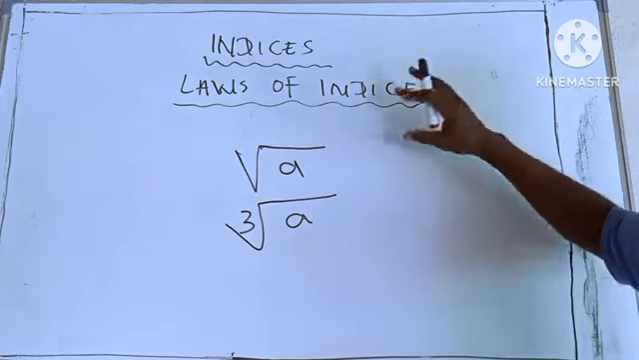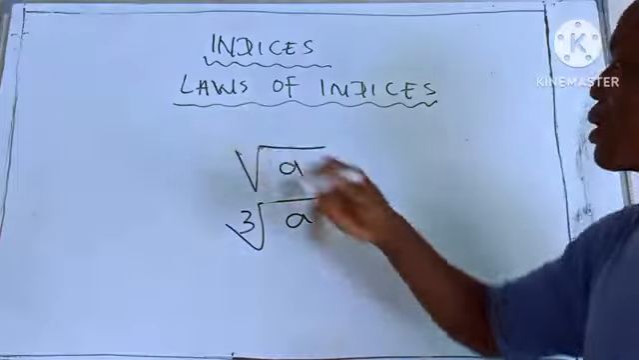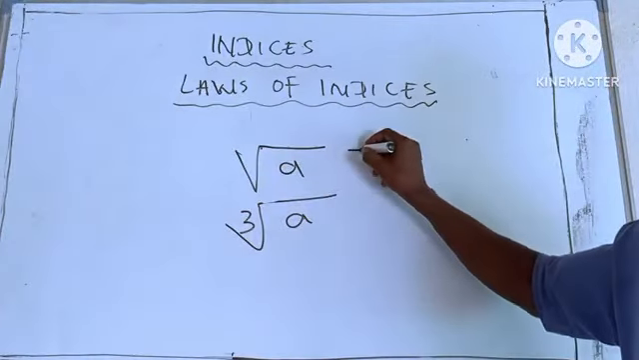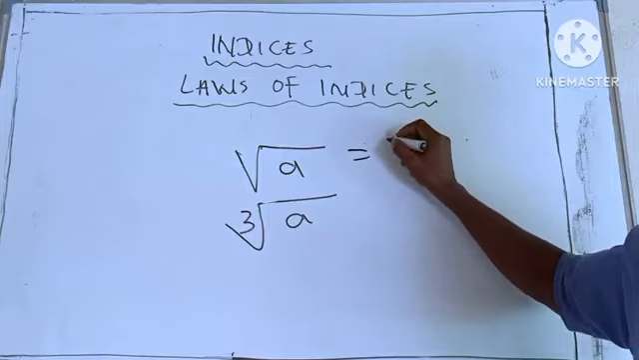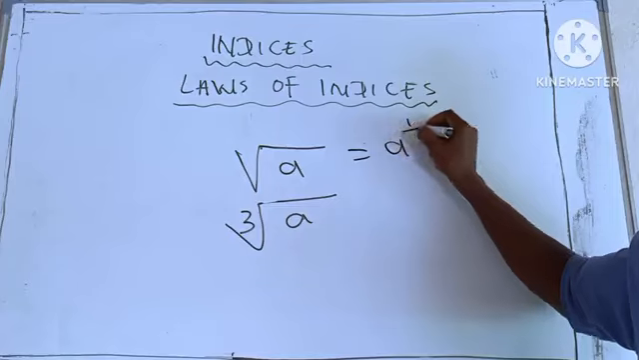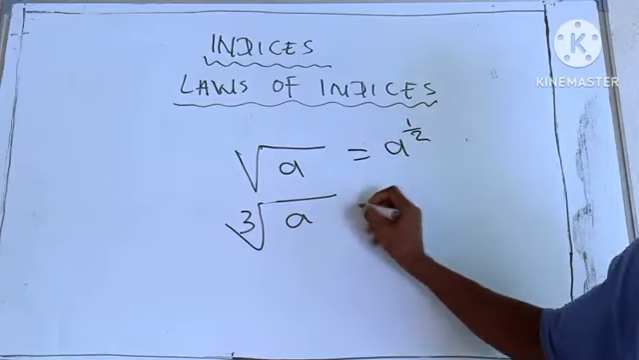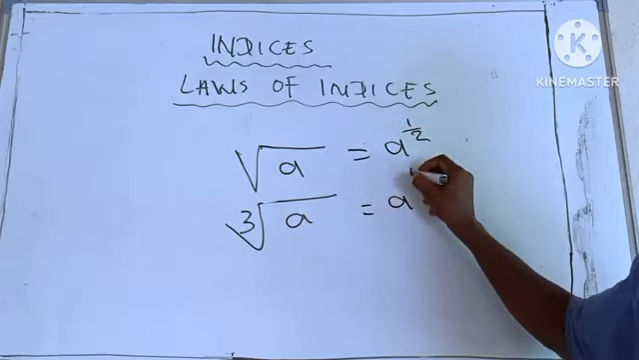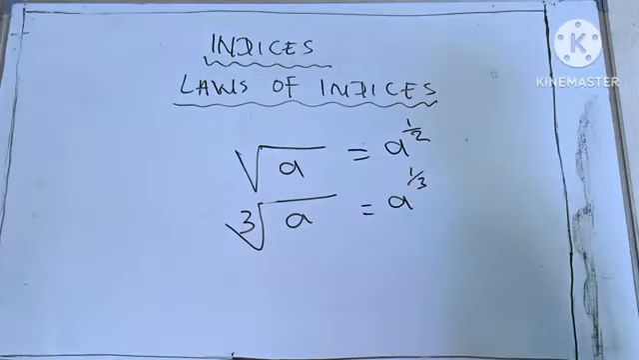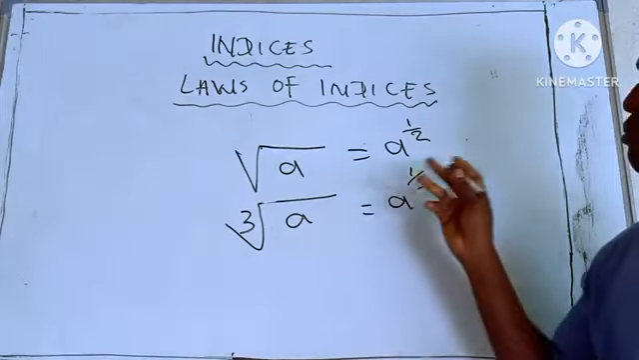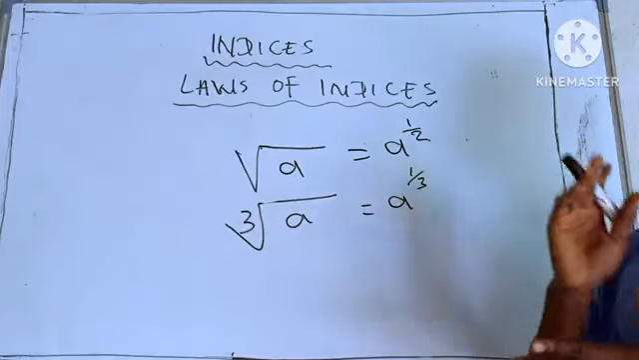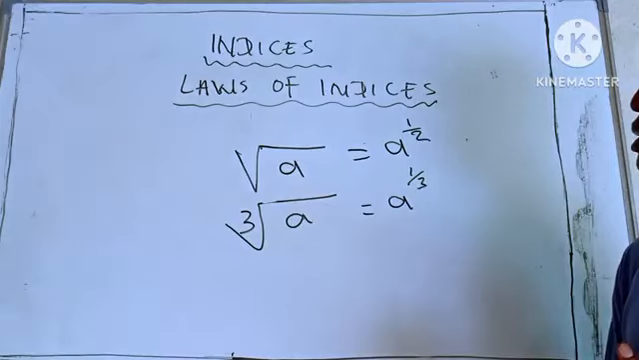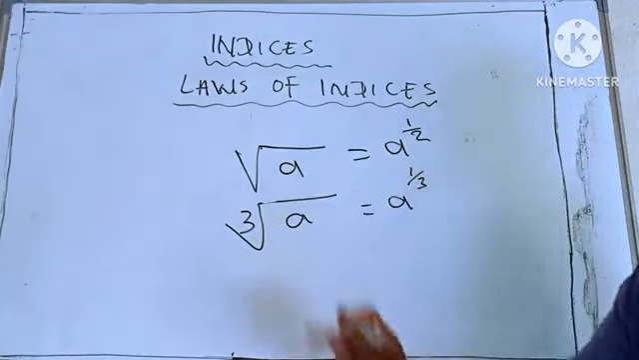So anytime you come across this type of law, you can convert square root a to a raised to power 1 all over 2, while this one, cube root a, is a raised to power 1 all over 3. So make sure you take note of all these laws. It's very important. These are rules or laws governing indices.